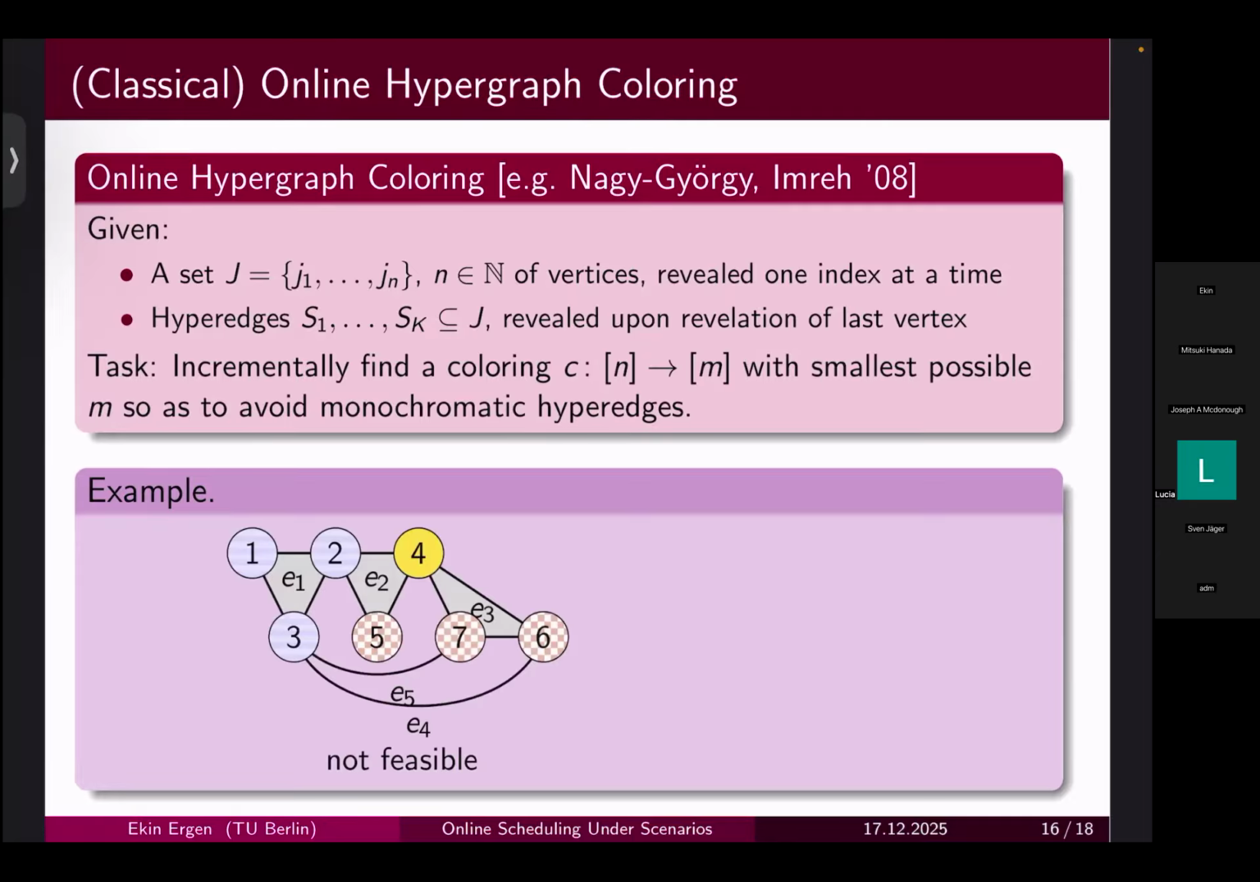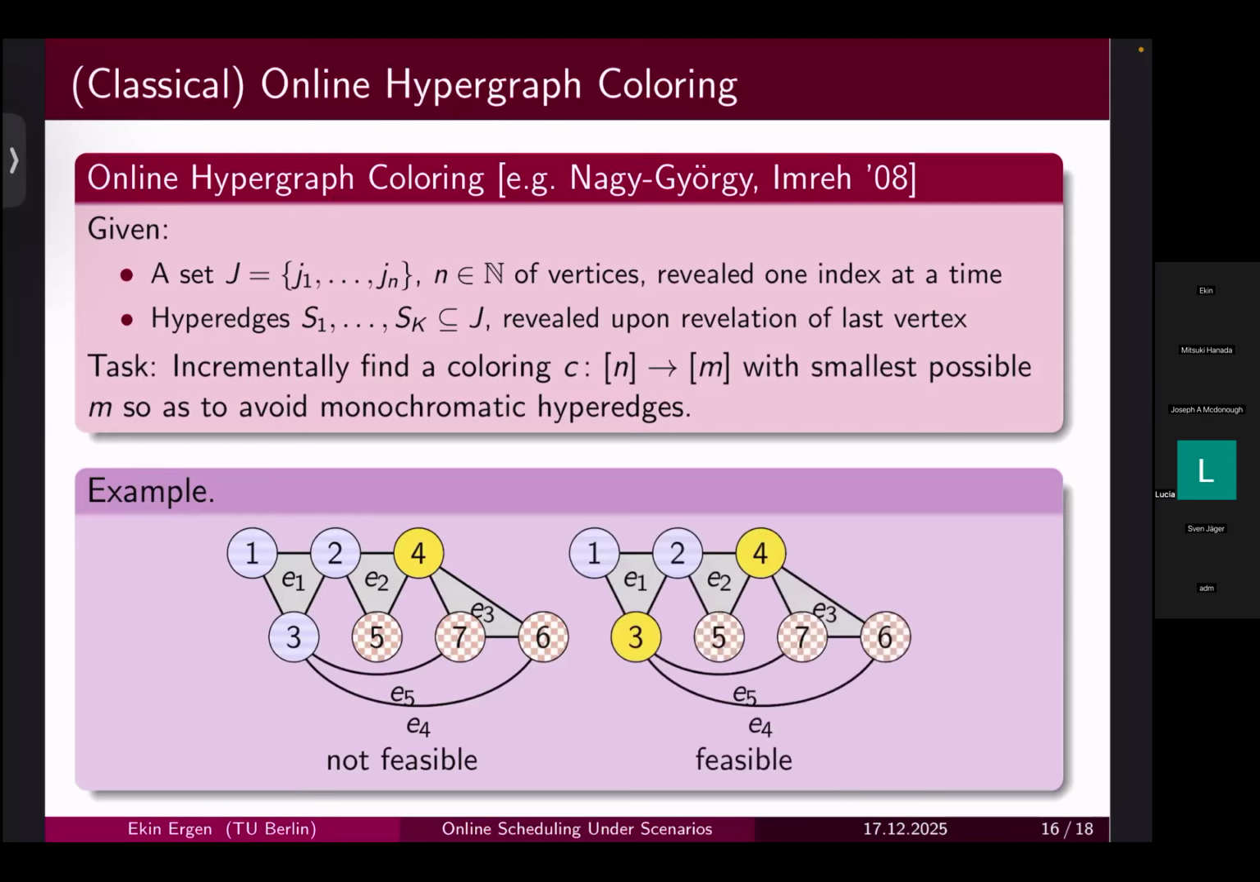For an example, this coloring is not feasible because you have a monochromatic edge 1, 2, 3, whereas this coloring that you see here is feasible because it doesn't have a monochromatic edge. Note that it doesn't have Makespan 1, so this wouldn't have been the best possible coloring with respect to our task, but in the classical setting, this is good enough because there is no monochromatic edge. All right.